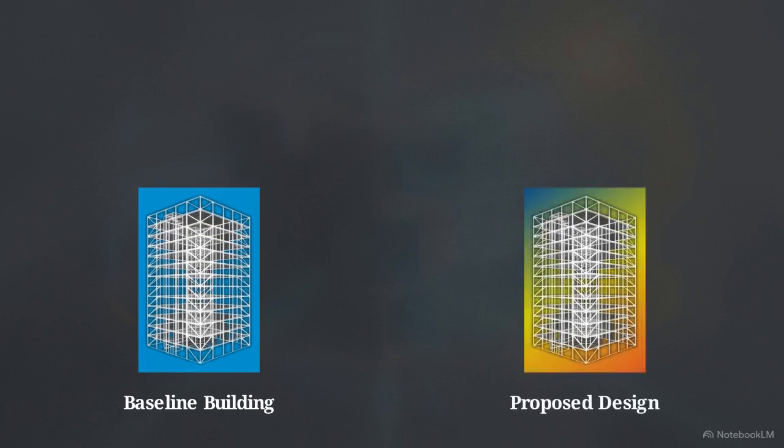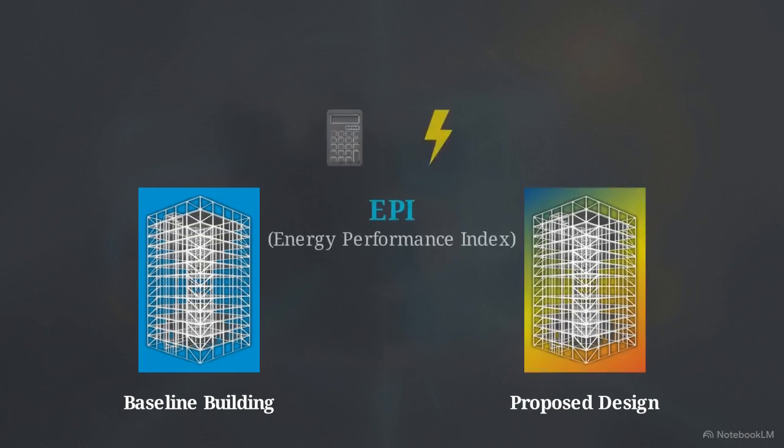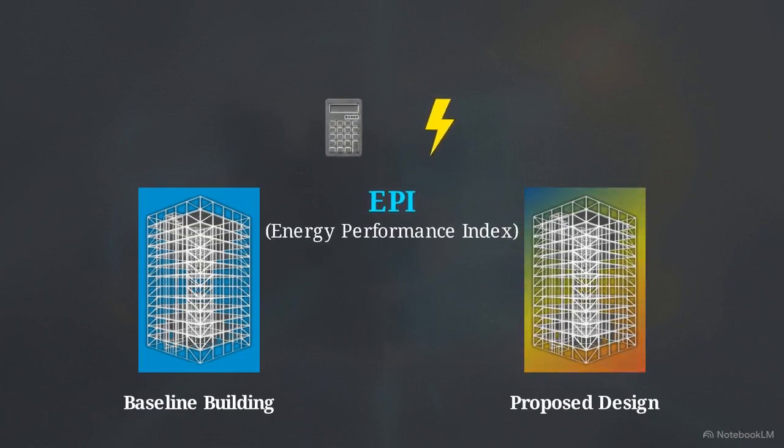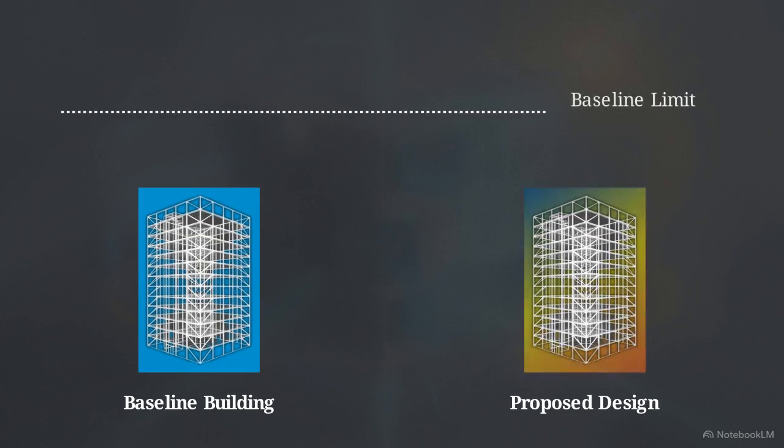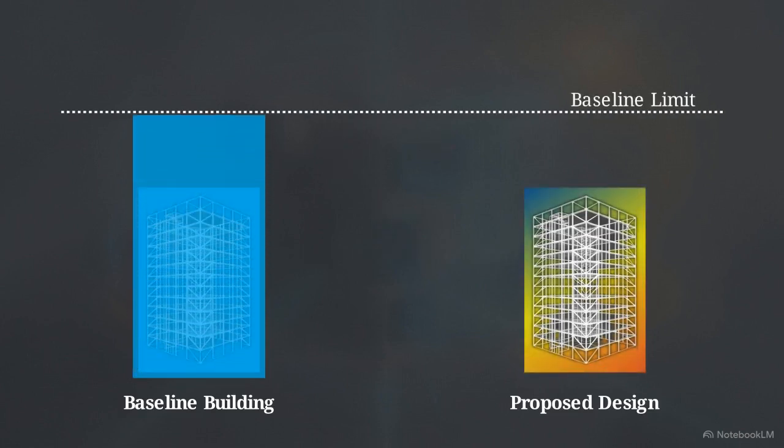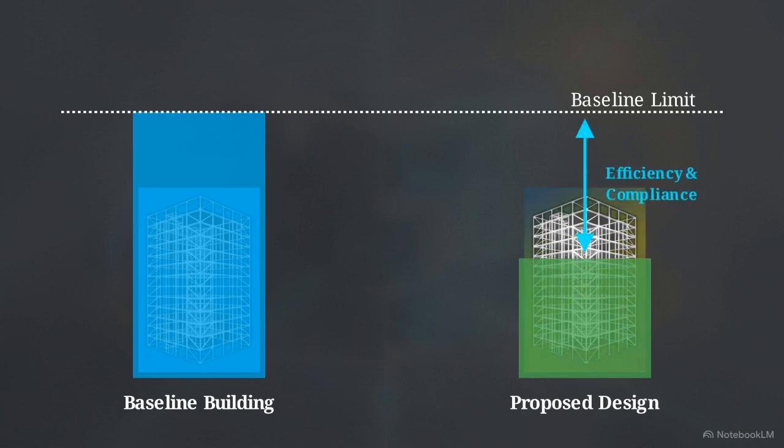The simulation pits this baseline model directly against your proposed design, running highly optimized systems. This head-to-head test outputs a single metric, the Energy Performance Index, or EPI. In a vertical bar chart, the horizontal line is the baseline limit. Your proposed design's energy bar must drop significantly below this threshold to prove efficiency.